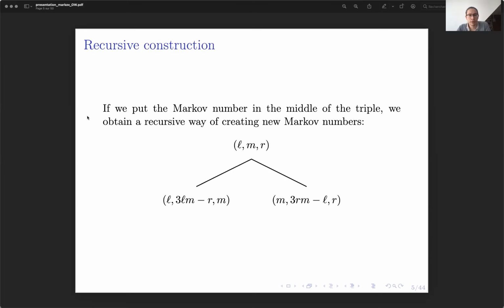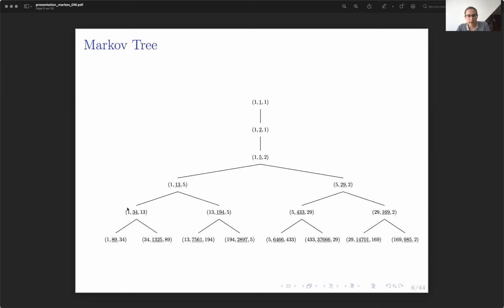And we can construct the Markov numbers by a recursive construction. If you have a Markov triple L, M, and R, you can get two new Markov triples by these formulas, which are quite symmetrical, as you can see. And with that, we can construct a tree, which we call the Markov tree, and we have all the triples: (1, 1, 1), (1, 1, 2), (1, 2, 5). And each time the Markov number is the greatest of all.